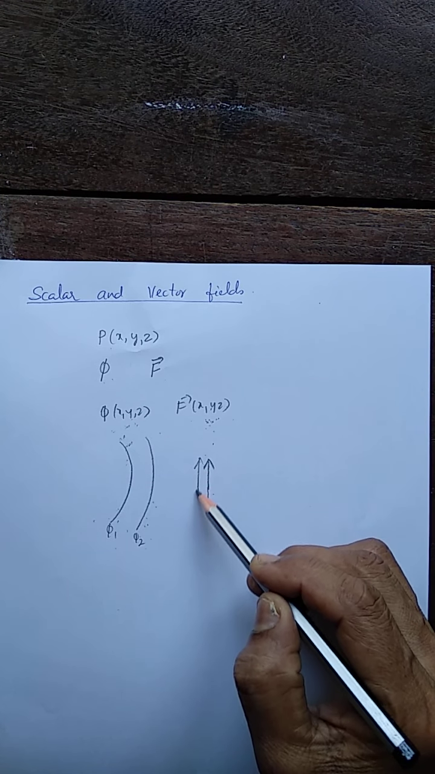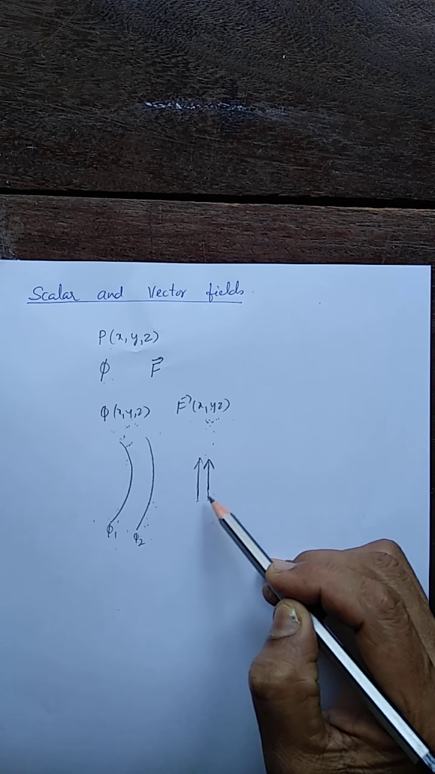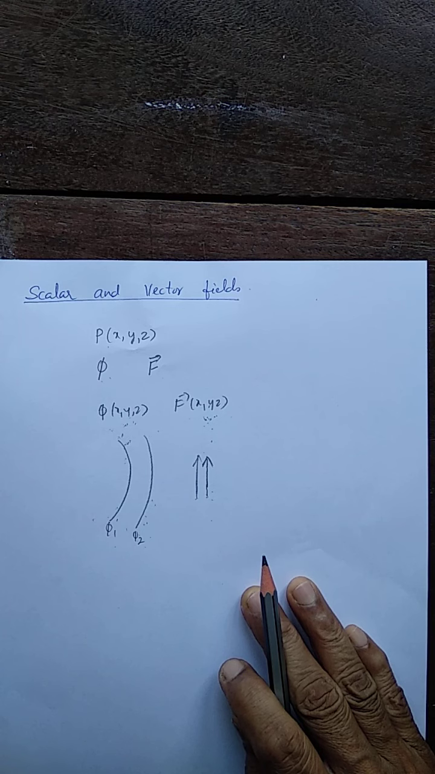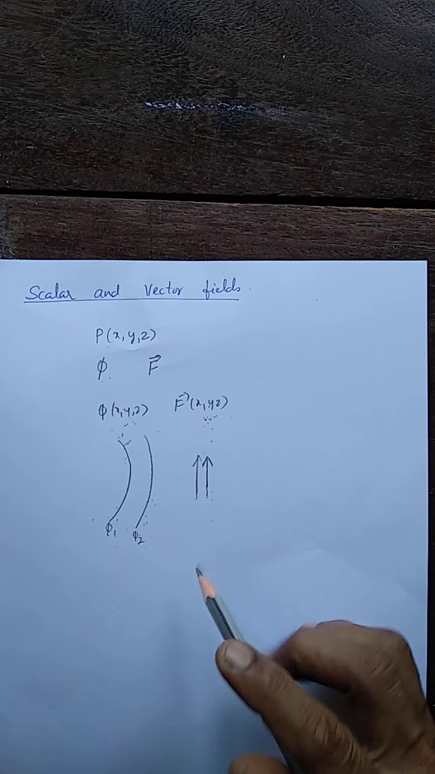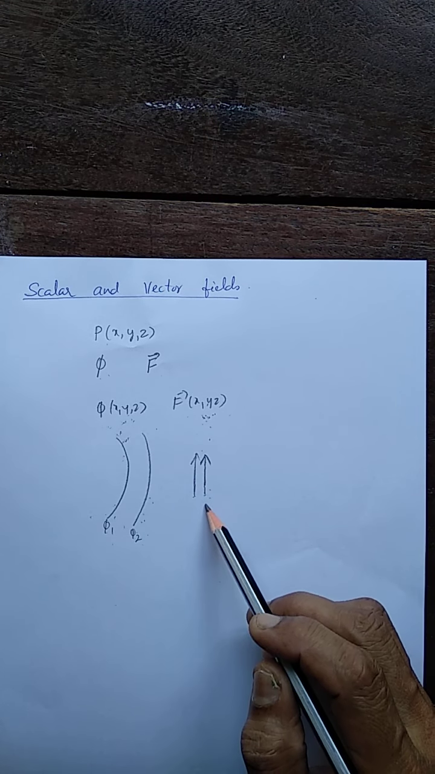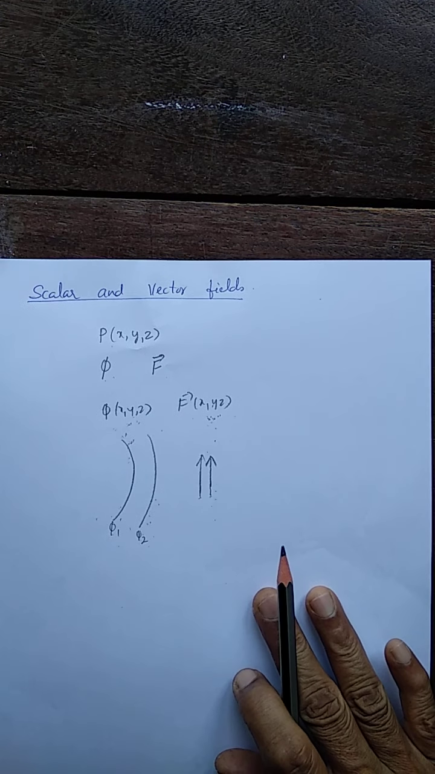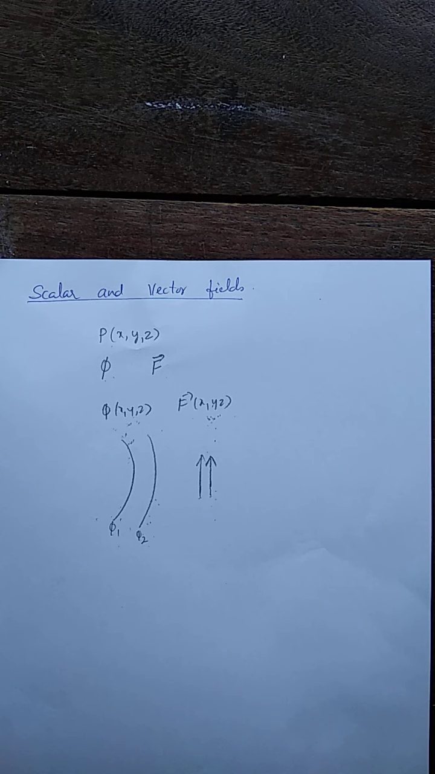The magnitude is given by the length of the line. And the direction is always along the tangent to that field line. For a straight line, the line itself is the direction. In case of curved lines of force, the tangent drawn to the curve gives the direction of that vector field. This is about scalar and vector fields and their representation.